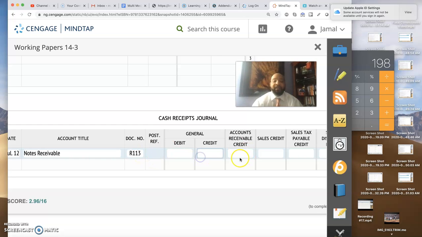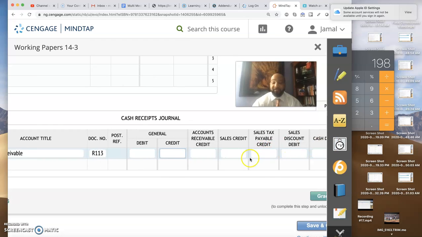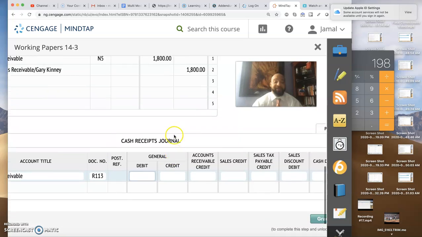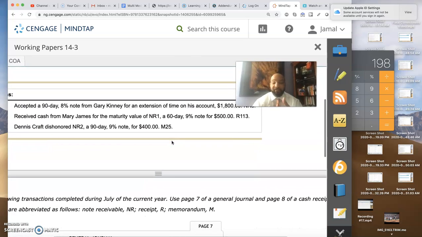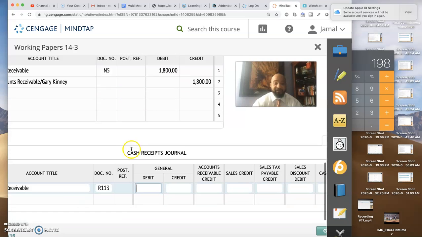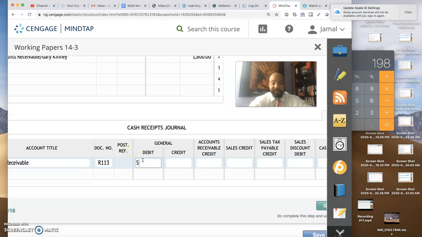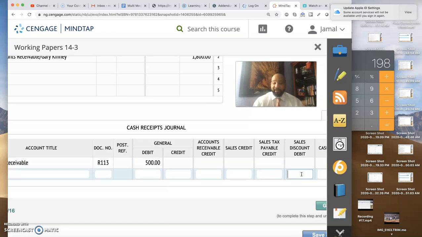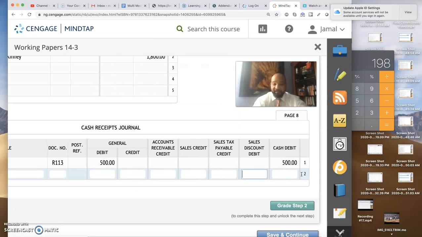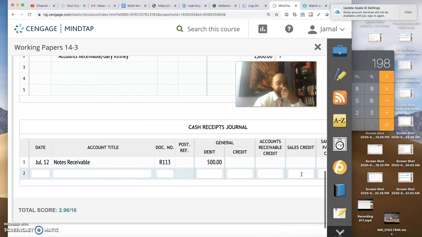R113. Good. It's not an accounts receivable, so it's got to go in the general debit column. General debit for how much? It's $500, right? No receivable, $500. Put $500 in here. So here's $500, and that's how much cash we received. Seems simple enough, right? That makes sense. Everything makes sense to you. Note receivable 500, note receivable 500, good.